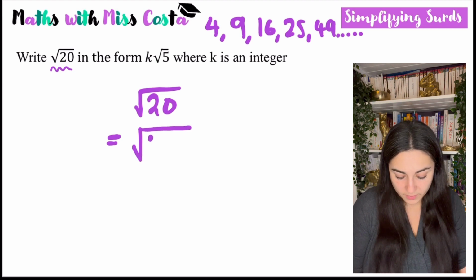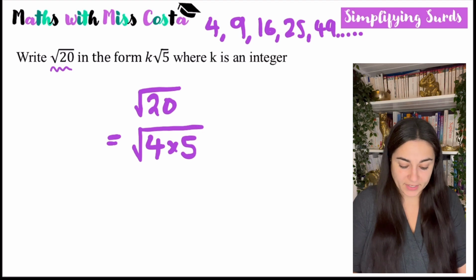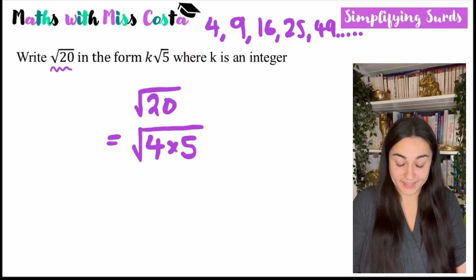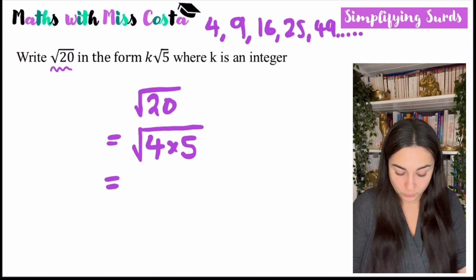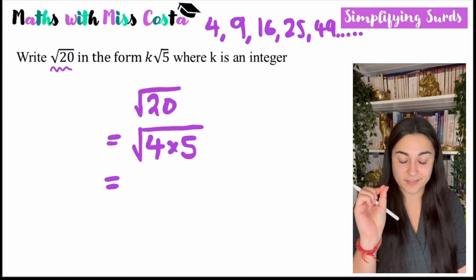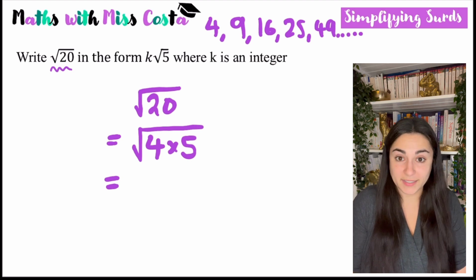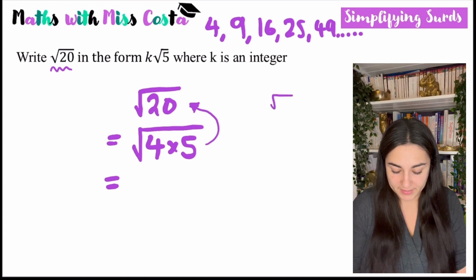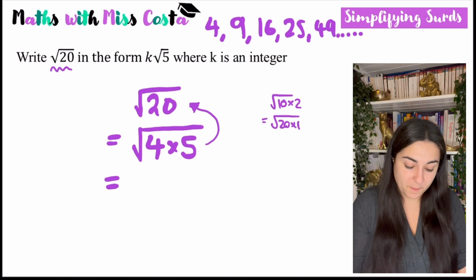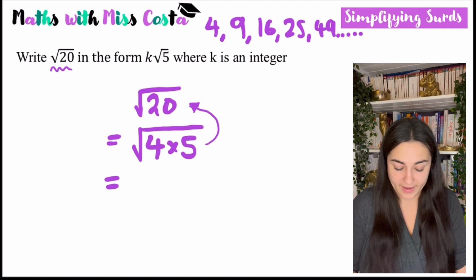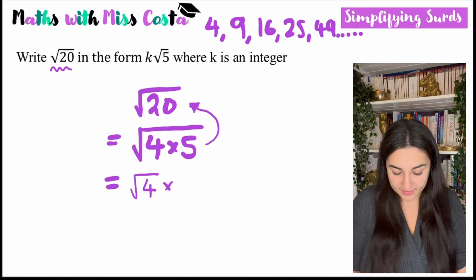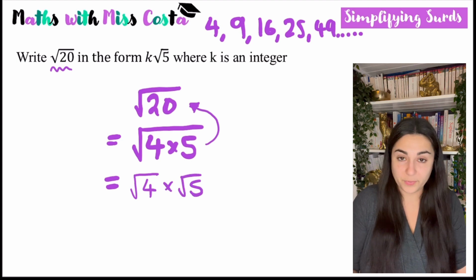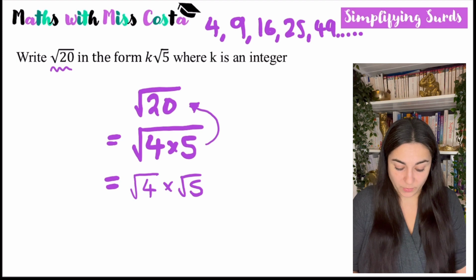Yes, I know that 4 times 5 gives me 20. So the square root of 20 can also be written as the square root of 4 times 5, because 4 times 5 makes 20. Anything inside the little square root, as long as it multiplies to make the original number, you can express it however you like. So I could also express this as 10 times 2 or 20 times 1. They're all equivalent, but I'm looking for something that has the square number in it. So another way I can write this is just break up the surd. So this is also equivalent. So all three of these ways of writing the square root of 20 are equivalent.